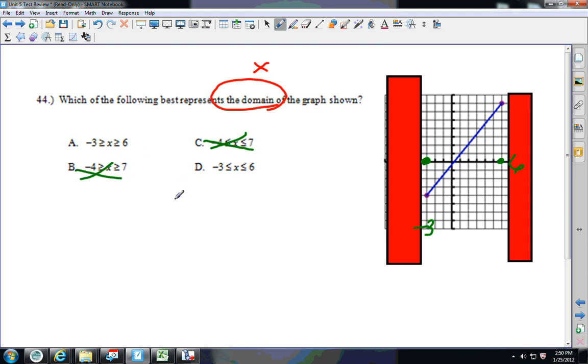Now, which way are my arrows supposed to go? If I cross this out for a minute, this would say that x is greater than or equal to 6. Well, no, it's everything less than 6. What does this one say? X is less than 6. Okay, so my answer is D.